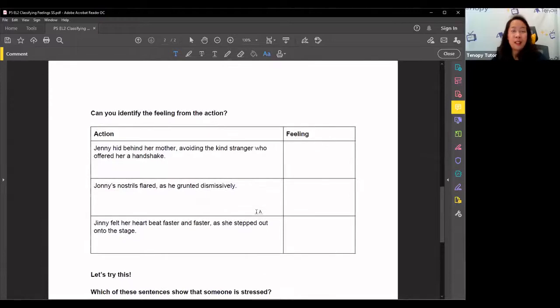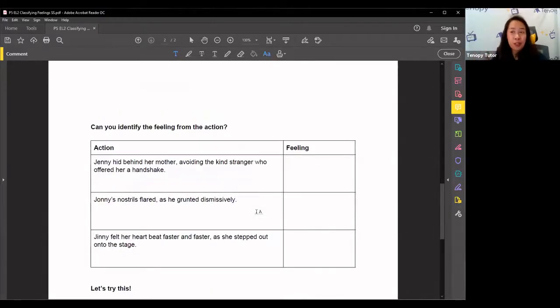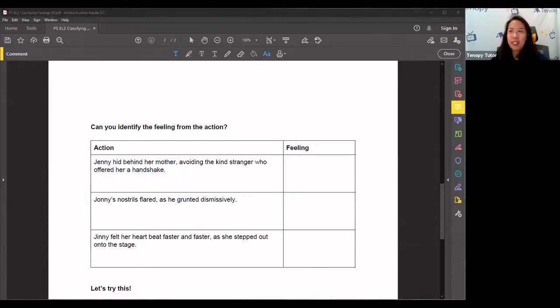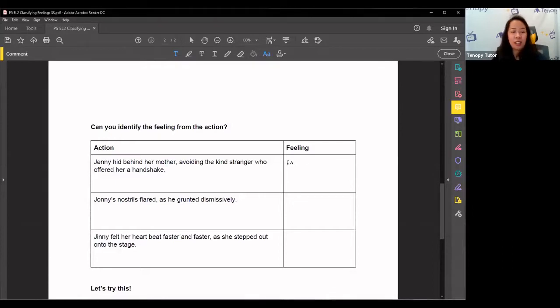Let's look at this. Now let's look at it in sentence form. Okay? We have 3 sentences here, and you're going to tell me how each of these people feel. Now, Jenny hid behind her mother, avoiding the kind stranger who offered her a handshake. How is Jenny feeling right now? Can anyone tell? Isaac says shy. Very good.